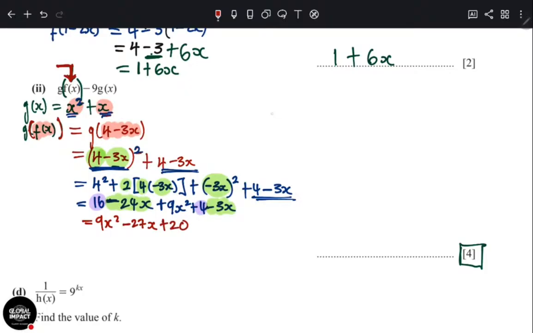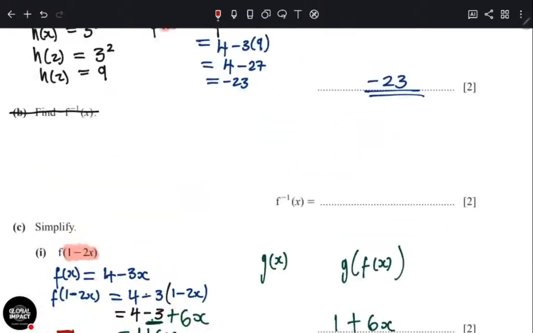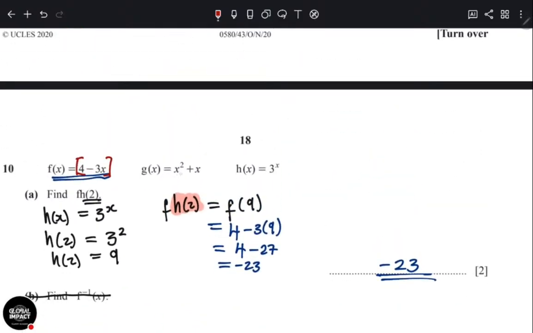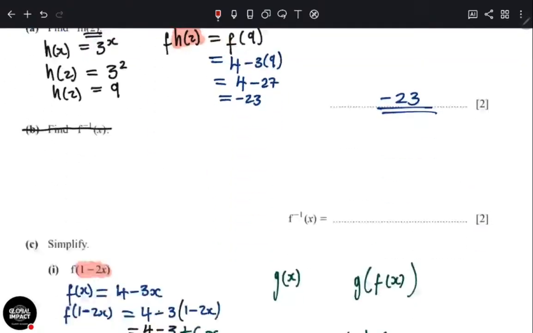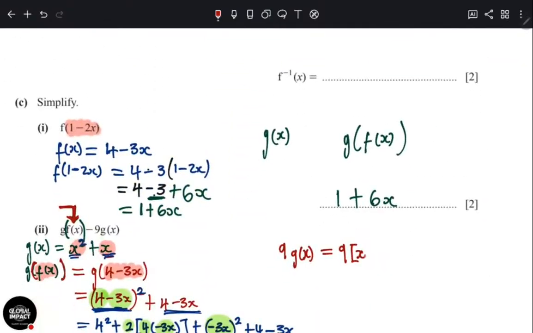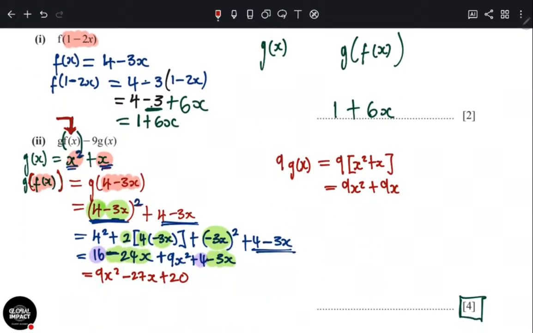Now let's find 9 by g of x. This becomes equal to 9 times, what is g of x? We go and pull g of x. G of x is this one, x squared plus x. So 9 multiplying x squared plus x. So it becomes 9 times x squared is 9x squared plus 9 times x is 9x. Oh, so this is the one we are subtracting.